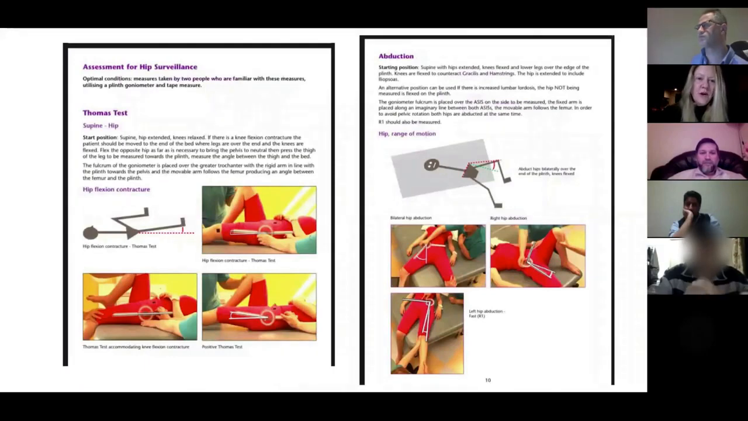So one of the first things you want to do is the Thomas test. So this is from the CPIPS website, and essentially you just want to measure how much of a flexion contracture they've got initially. The next stage is to look at their hip abduction. And again, we measure the angles of that. Often if they're hemiplegic, they might have one hip that's worse than the other, but you want to measure both sides so you can compare them, and you want to see what happens to that over time.